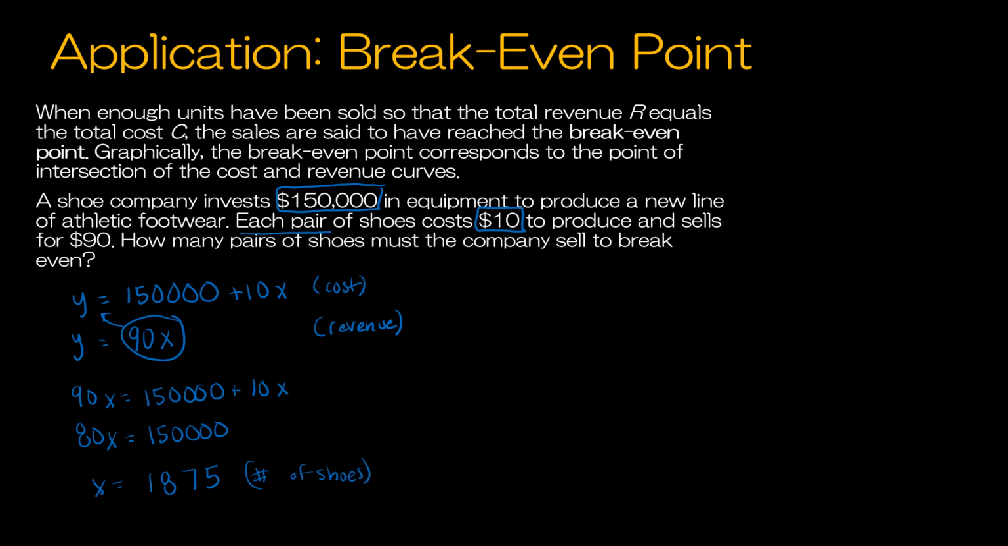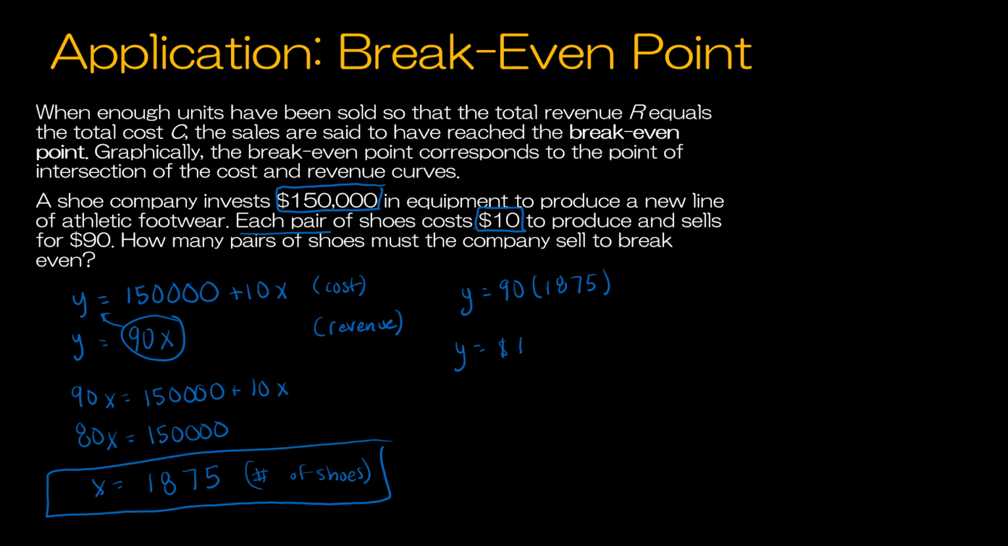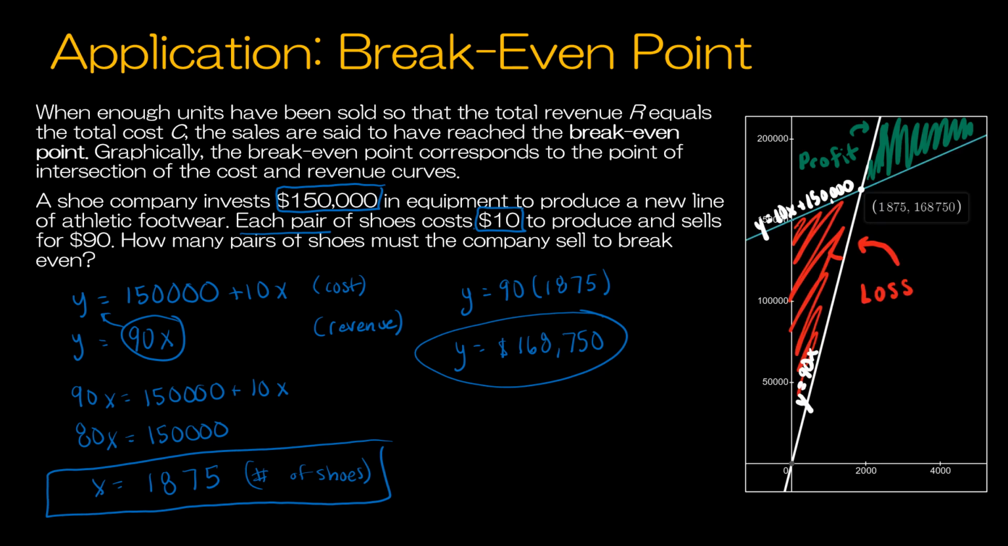So if it says, how many pairs of shoes, which is what we're asked to do, that's where I stop. I would say, yep, 1,875 pairs of shoes. Now, if it also said, and what is the cost or revenue at that point, well, that's when I would plug it back in and say y is equal to 90x, or 90 times 1,875. And I would end up with the revenue and cost where they're equal to be $168,750. And then I of course would graph that equation to ensure that I did the math correctly.